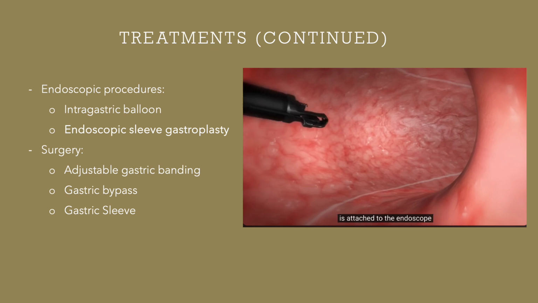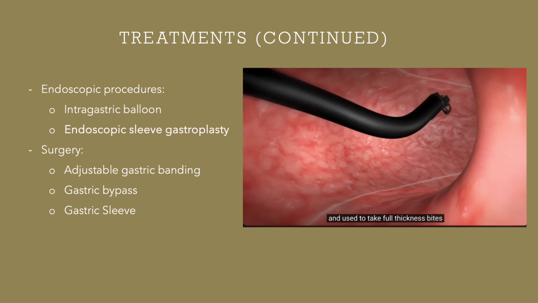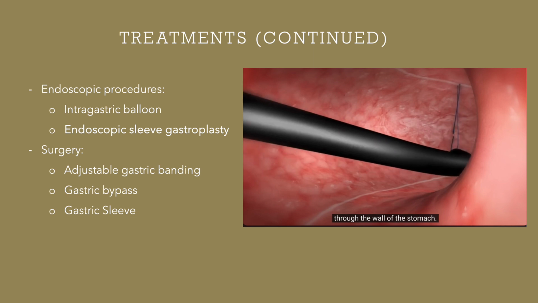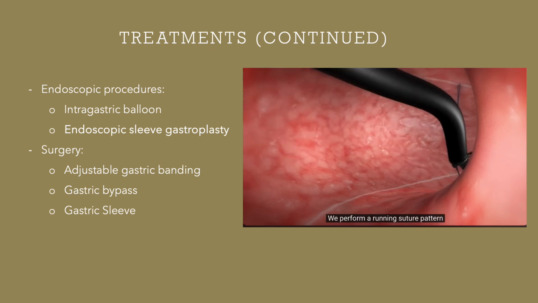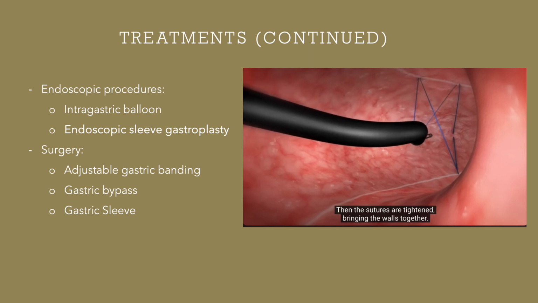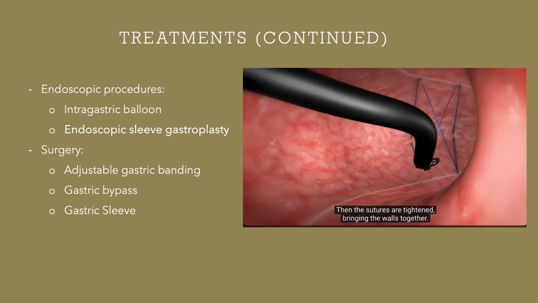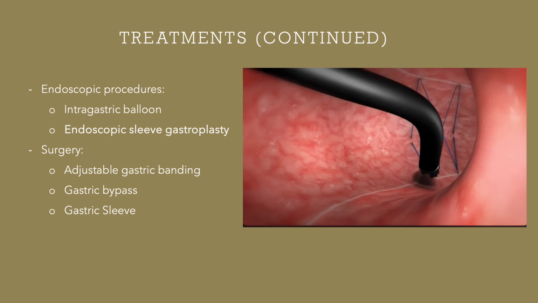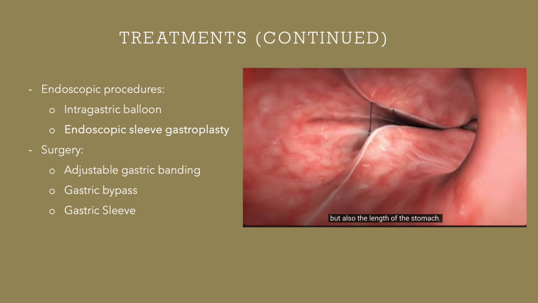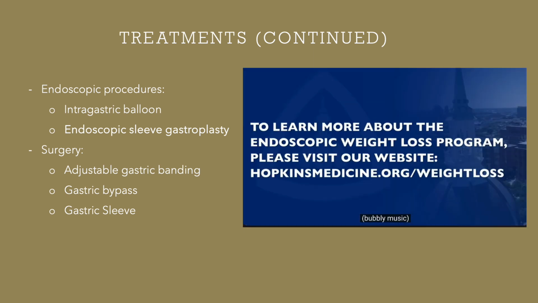Then, the endoscopic suturing system is attached to the endoscope and used to take full-thickness bites through the wall of the stomach. We perform a running suture pattern that connects the front and back walls of the stomach. Then, the sutures are tightened, bringing the walls together. This pattern is repeated along the stomach to not only reduce the volume, but also the length of the stomach.